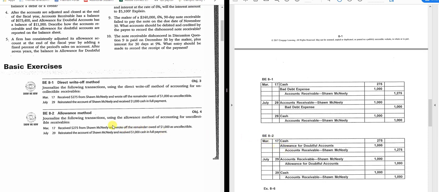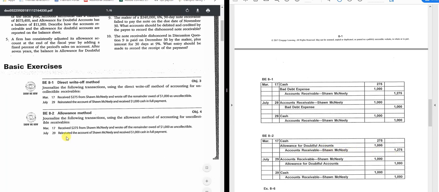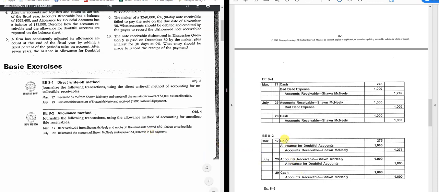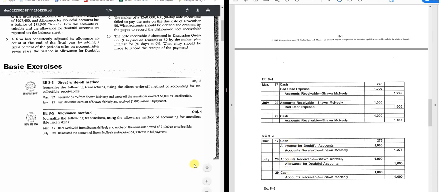In this one, I also collected $275 cash, so you could make this in 2 journal entries. They do it in one. I debit cash for $275. I debit the allowance for $1,000, and I credit accounts receivable. Then I reinstated the account because he paid me $1,000 full payment. So I flipped this entry for the $1,000, credit the allowance, debit accounts receivable, and then I show I received the cash.